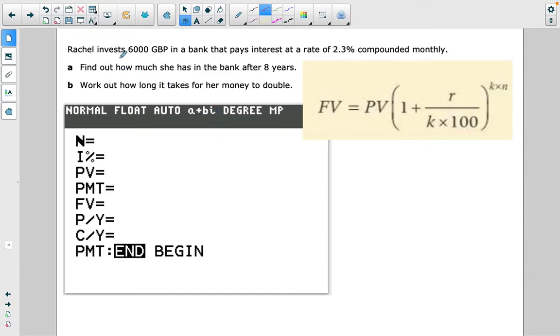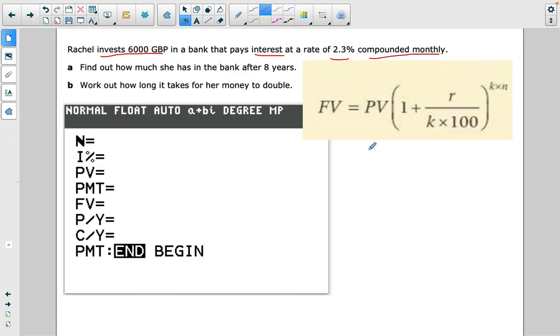So the question goes, Rachel invests £6,000. So this is key as we're heading into compound interest, a bank that pays an interest rate of 2.3 and compounded monthly. So immediately we're seeing interest rate, we're saying compounded monthly, so we're talking about compound interest. The first question is, how much does she have in the bank after 8 years?